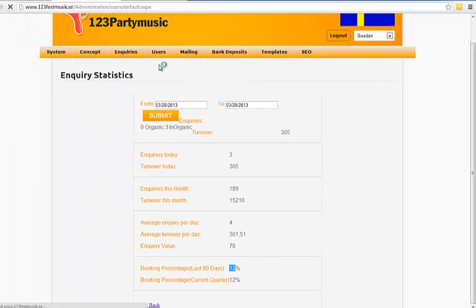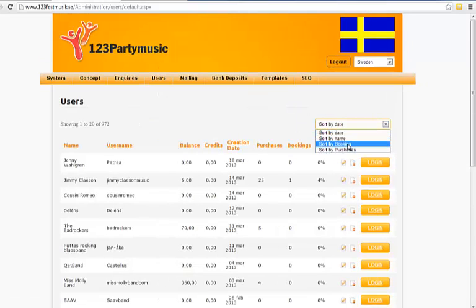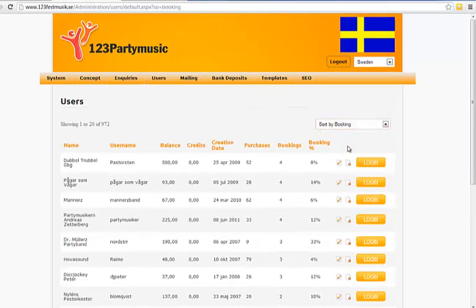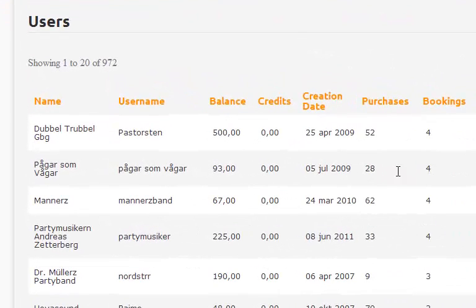Yeah, let's go back to the booking page here, sort by booking. The reason I launched the individual prices is because I saw that some of these artists have a pretty good deal here, because this guy made 28 purchases and he got 4 gigs, and if you start to calculate a little bit on that, it was very cheap for him to get those 4 gigs.